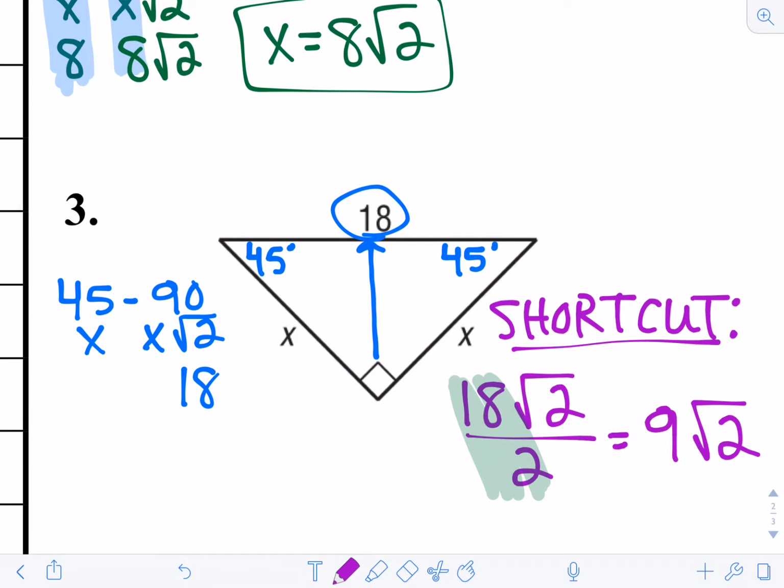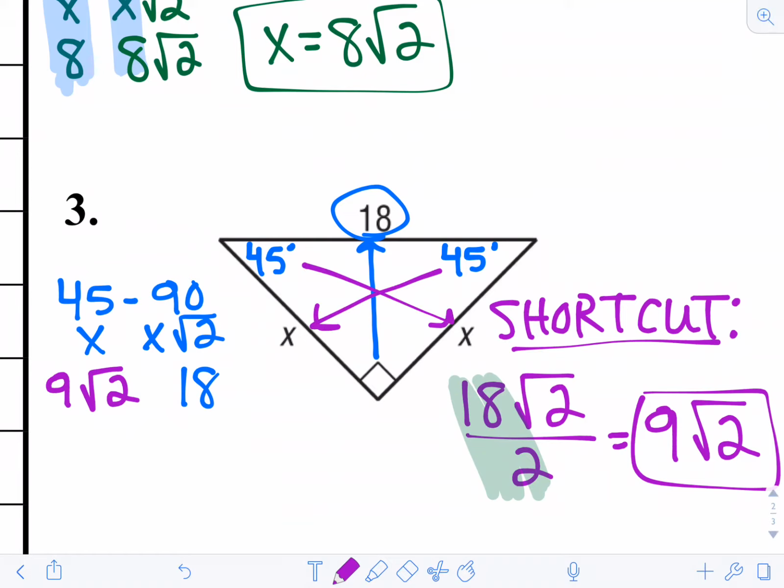So this right here, this 9 square root of 2, that is what x is. So x is 9 square root of 2. That's what it's asking me to find. That's across from your 45s. So x is equal to 9 square root of 2.